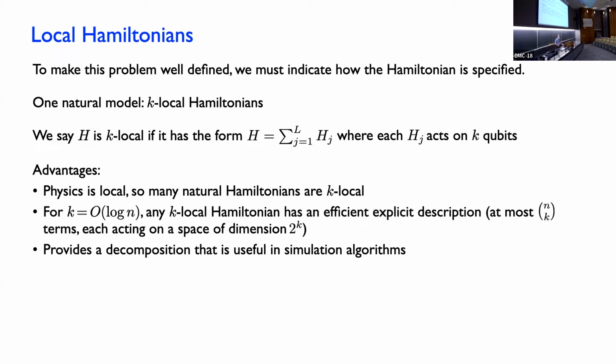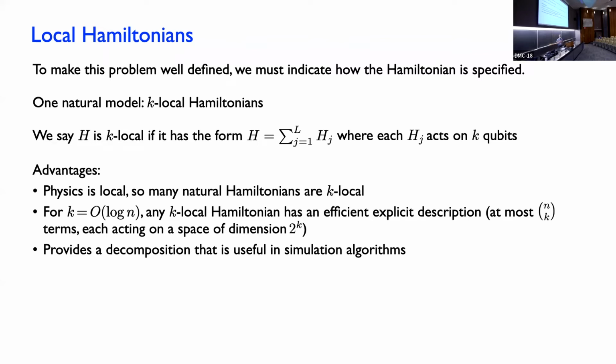So there are many advantages to considering such Hamiltonians. Maybe first and foremost, because physics is local, most of the natural Hamiltonians that we'll think about simulating have this kind of k-locality property. Also, these are Hamiltonians that we can specify succinctly, right? Whereas a completely general Hermitian operator on the 2 to the n dimensional space of n qubits definitely cannot be written down efficiently, there is always an efficient explicit description for a k-local Hamiltonian because there are at most n choose k possible terms that you can have that are k-local.